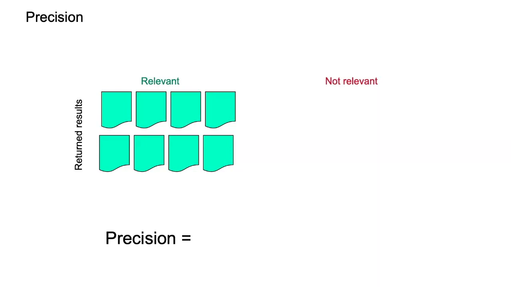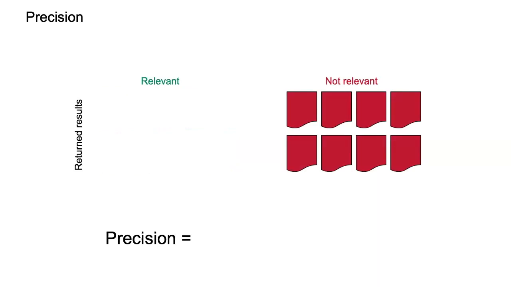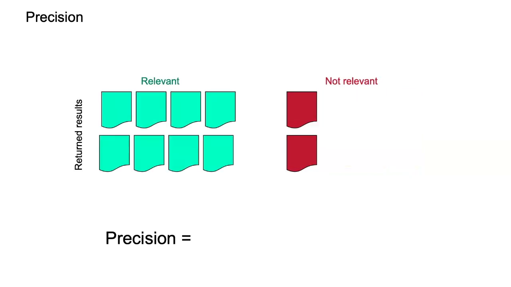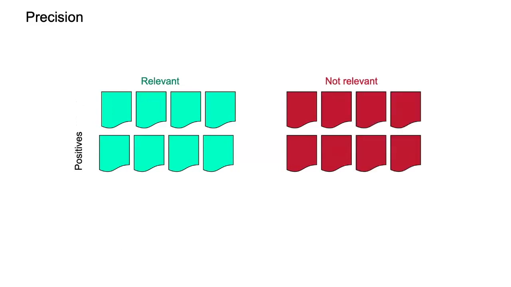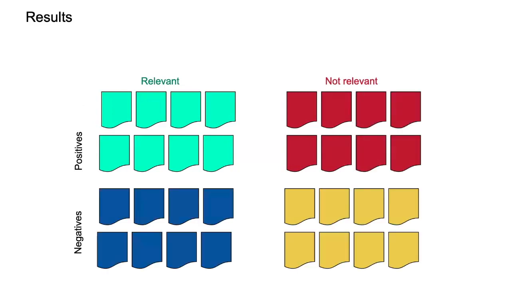100%, yes, because everything is relevant. And now, what is the precision? 0%, right? Now we just return garbage. And now I'm back to the same example. What is the precision here? 80%, yes. 8 divided by 8 plus 2, 8 divided by 10. So yes, 80%.